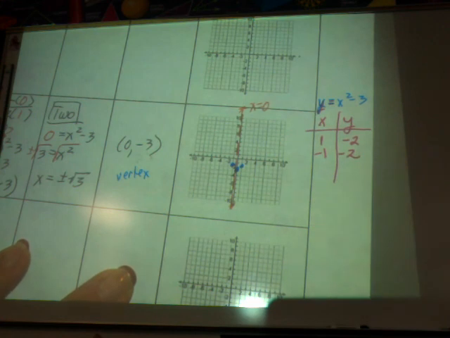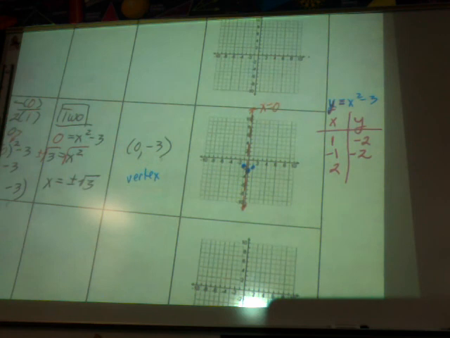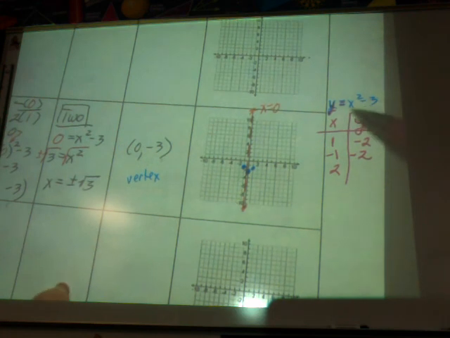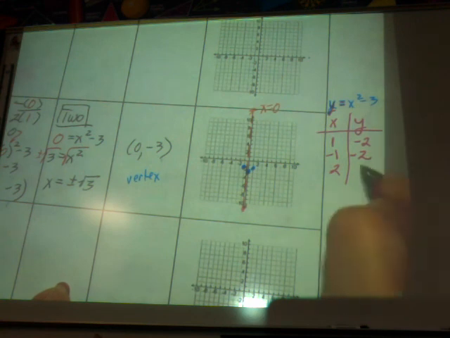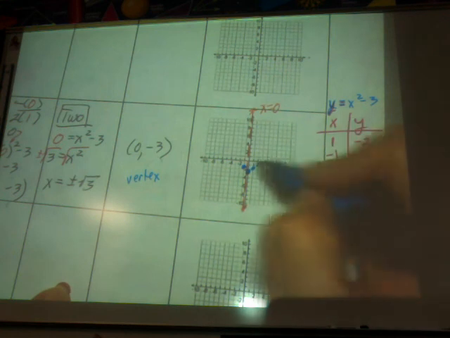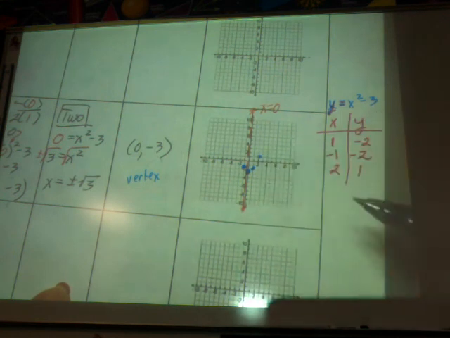Now what point would you like to choose for x? I would choose 2. Don't go too far away because your problem is going to increase rapidly. So we're going to choose 2. What's 2 squared? 4. What's 4 minus 3? 1. And our whole goal is to get across the x-axis. If we go to the right 2 and up 1, did I cross the x-axis? Yes. If I didn't, I'd have to choose another point.